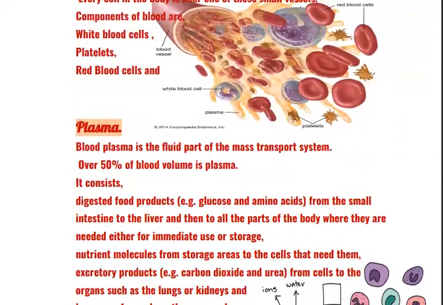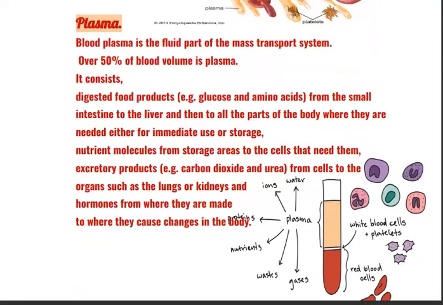Components of blood are white blood cells, platelets, red blood cells, and plasma. Blood plasma is the fluid part of the mass transport system. Over 50% of blood volume is plasma.